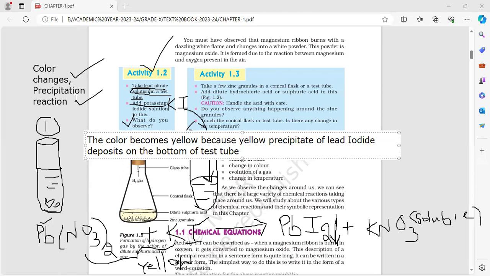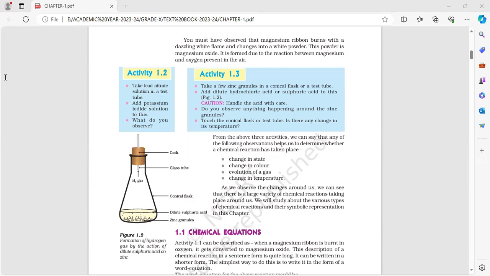So please write the same points in your textbook as well and note down the points. Okay, fine. Now let us study activity 1.3. Activity 1.3 is actually the exothermic reaction. So you should remember what activity 1.3 is and what we are going to study: the exothermic reaction.